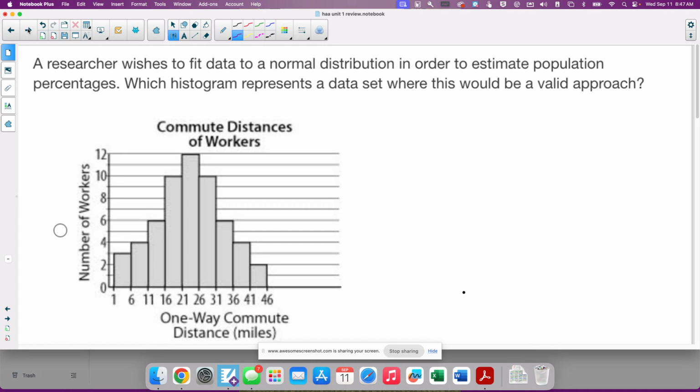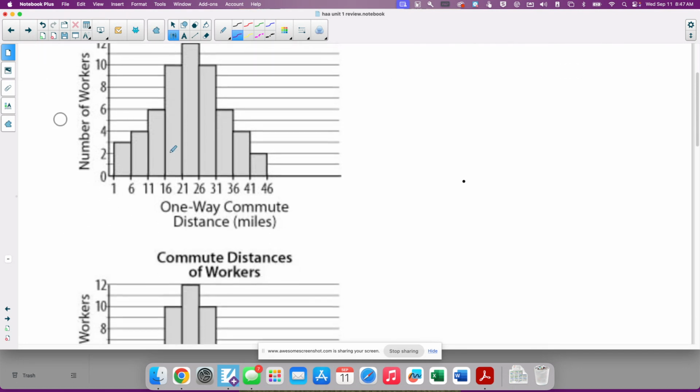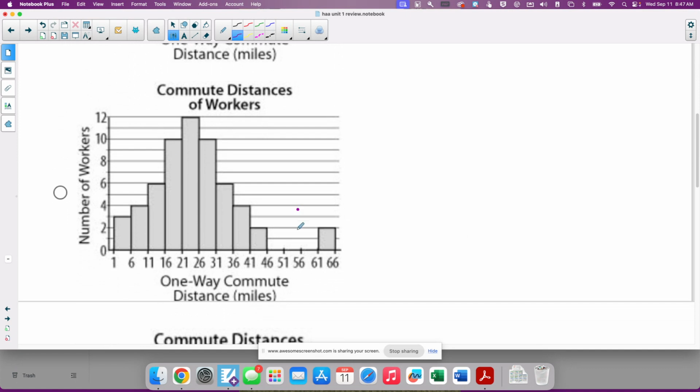All right, so they want to know which one is going to be considered approximately normal. Approximately normal, remember, is mound-shaped and unimodal. So let's go through them. I know the first one is good. It is actually mound-shaped unimodal. Looks pretty symmetric. This one has an outlier. No good.